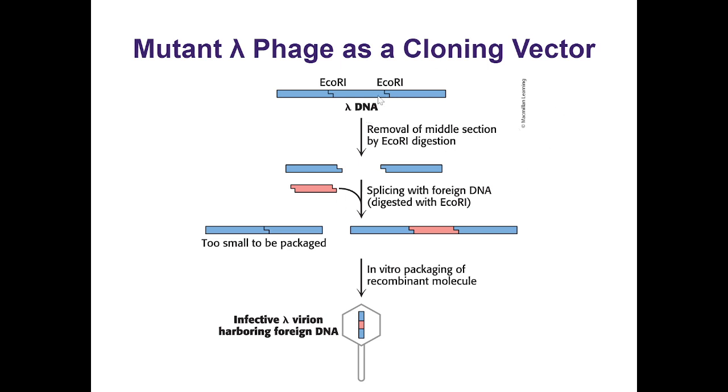By the way, there are designer lambda phage DNAs, in case you're wondering. Just like there are designer plasmids like we had just talked about. Anyways, this is going to do in vitro packaging of your recombinant molecule, and here we actually see that. This is the infective lambda virion. This is harboring your foreign DNA that we want to see replicated and actually expressed in something, right? Okay. Anybody have any questions?